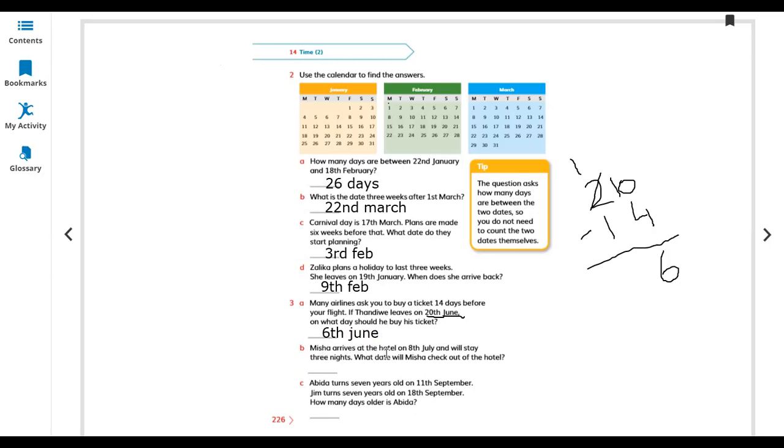Misha arrives at the hotel on 8th July and will stay 3 nights. What date will Misha check out of the hotel? So after 8, 9, 10, 11. So after 3 nights, it's 11. So it's 11th July.